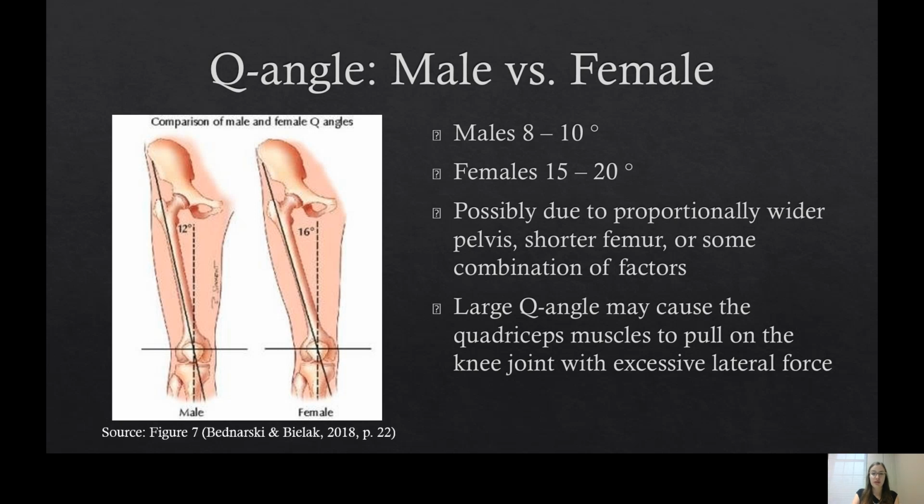Experts have explored the influence of various anatomical differences on the effect it has on the Q angle, and they believe differences may be due to females' proportionally wider pelvis or their shorter femurs, or some combination of factors. And as previously mentioned, a large Q angle may cause the quadriceps muscles to pull on the knee joint with excessive lateral force, so outward, and injure the anterior cruciate ligament beneath the patella.